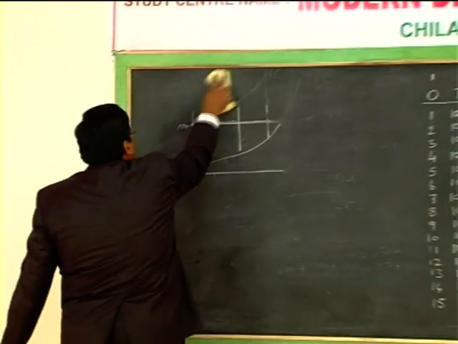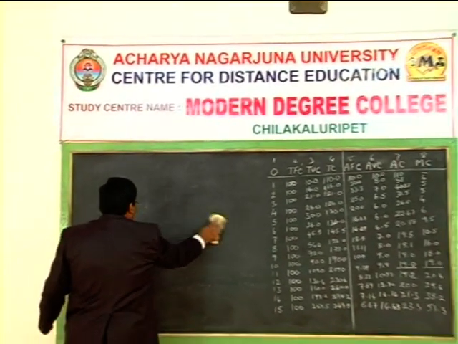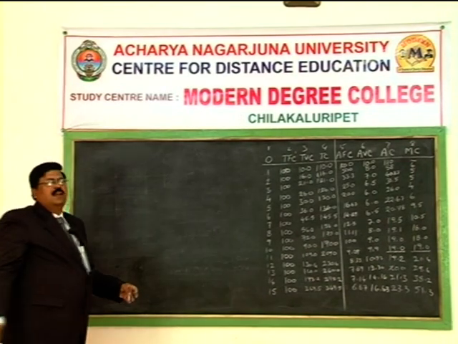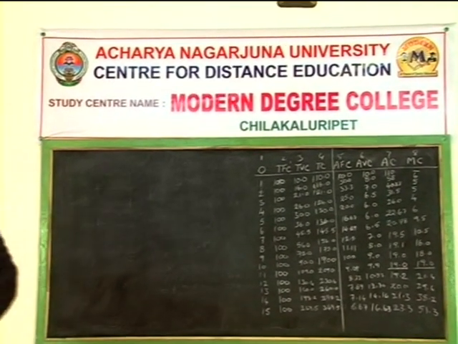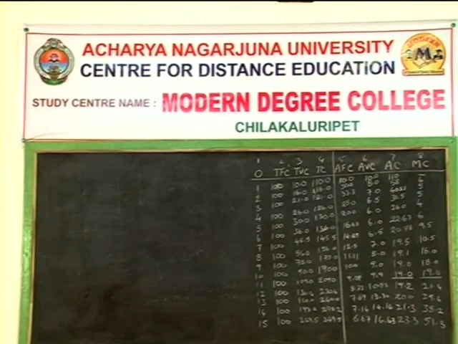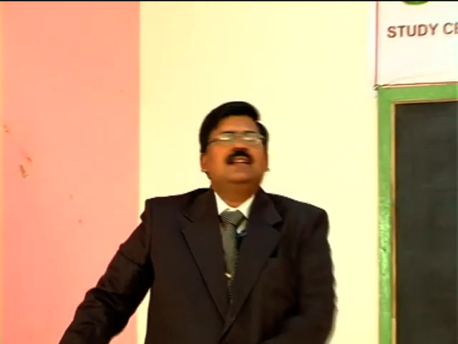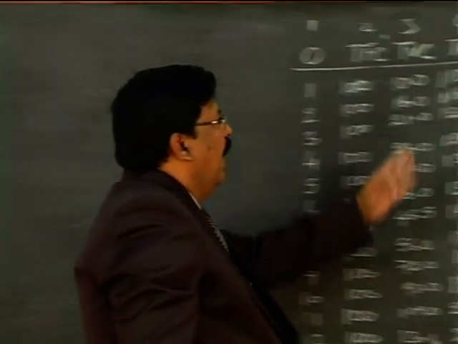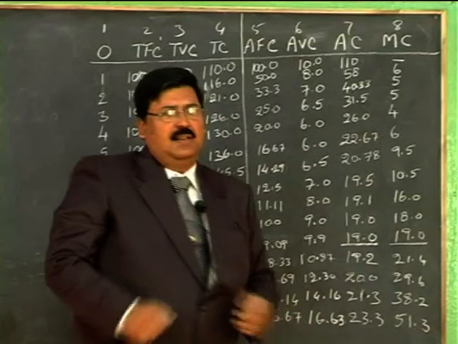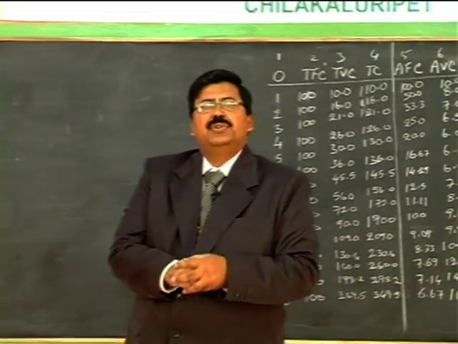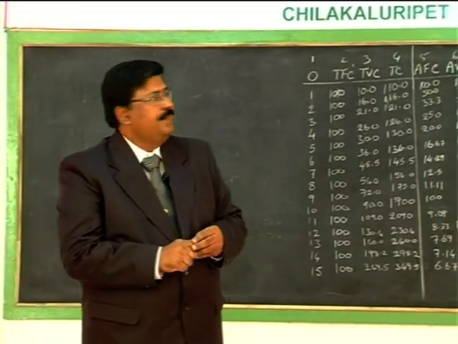This is about total functions. Now, more important for our purpose and also for understanding price output decisions under different types of markets, are the average functions. Let us start with average fixed cost, average variable cost, average cost, and marginal cost. These are more important compared to the total functions.